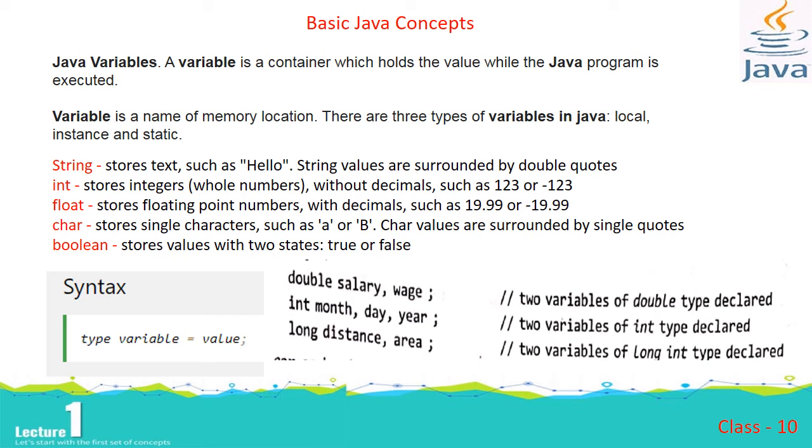Variables. A variable is a named memory location which can hold a value of a particular data type. Now, there can be three types of variables in Java: local, instance, and static or class variable. Here I have given an example of how we can declare different variables like float, int, long, and other types. The general syntax is the type, the variable name, or we can say the identifier, equals the initial value.